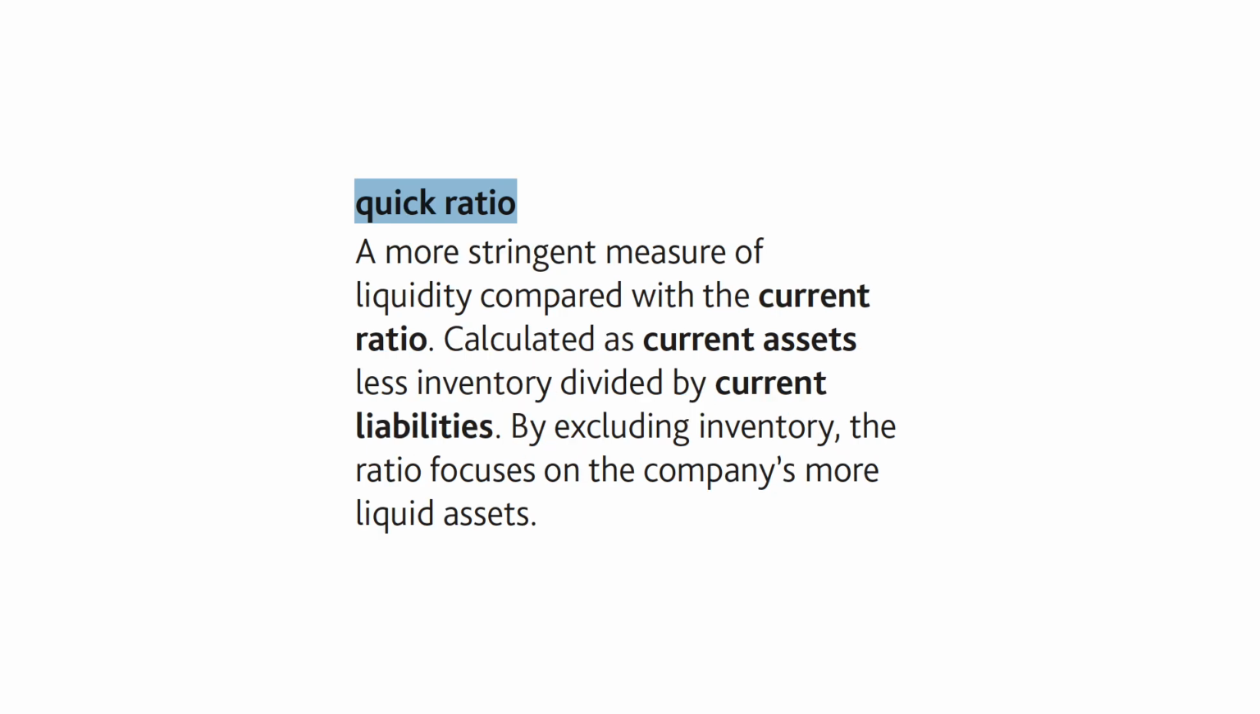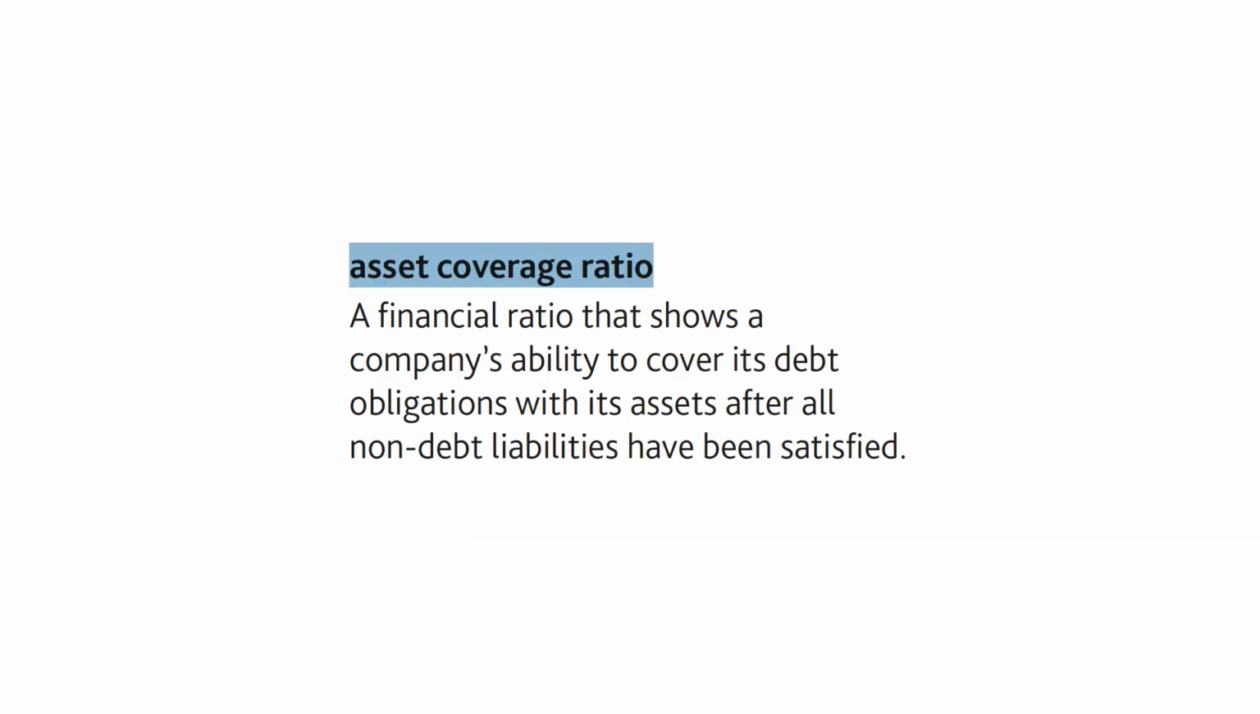Quick ratio. A more stringent measure of liquidity compared with the current ratio. Calculated as current assets less inventory divided by current liabilities. By excluding inventory, the ratio focuses on the company's more liquid assets. Asset coverage ratio. A financial ratio that shows a company's ability to cover its debt obligations with its assets after all non-debt liabilities have been satisfied.